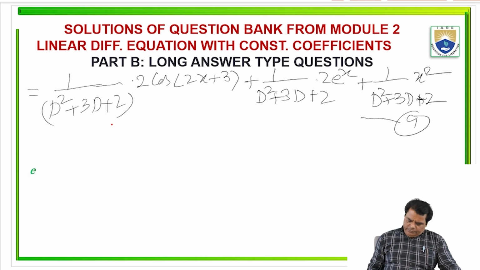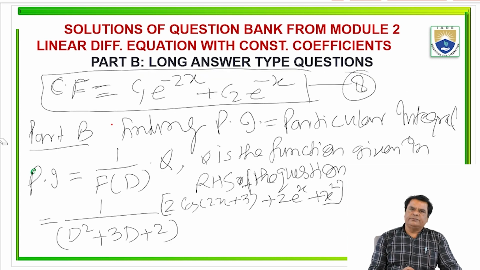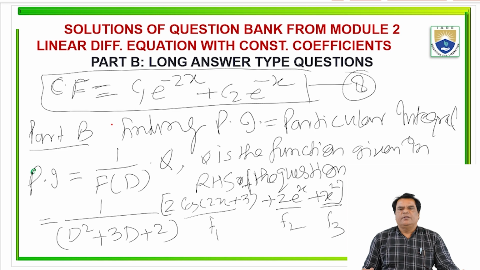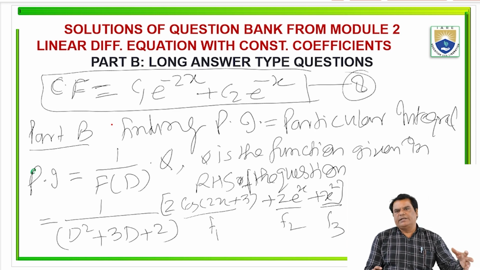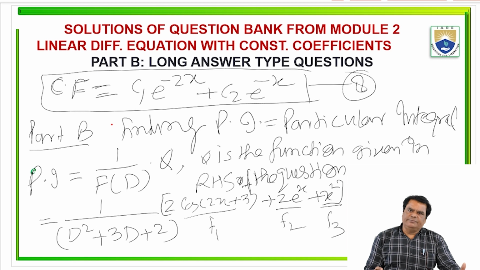Okay. Here we apply this operator to each function. There are three functions: function 1, function 2, function 3. There are three functions on the right hand side of our question. So we find the PI of each function separately.